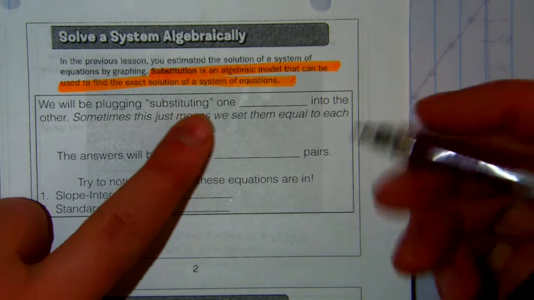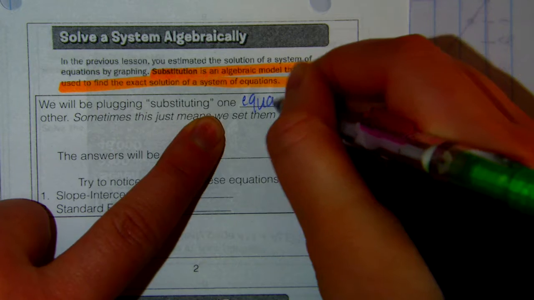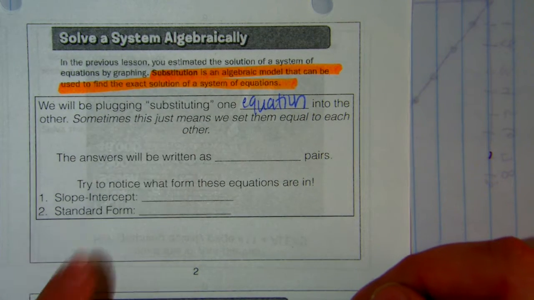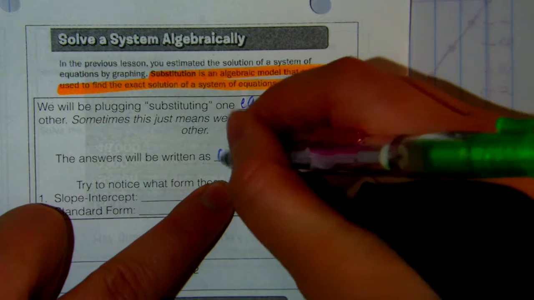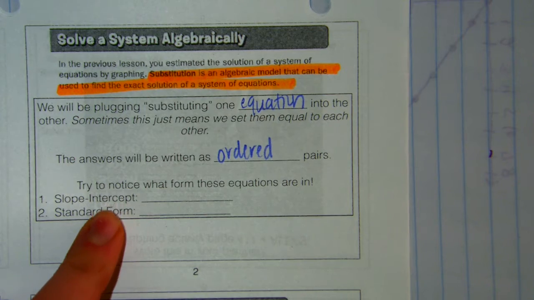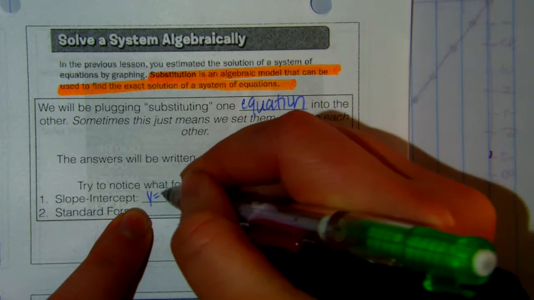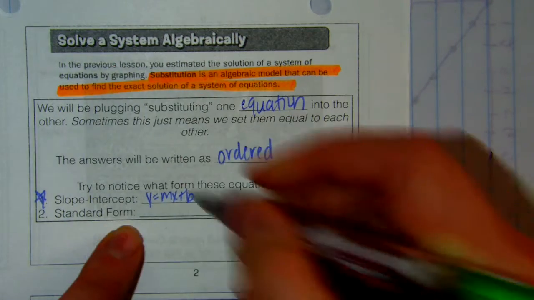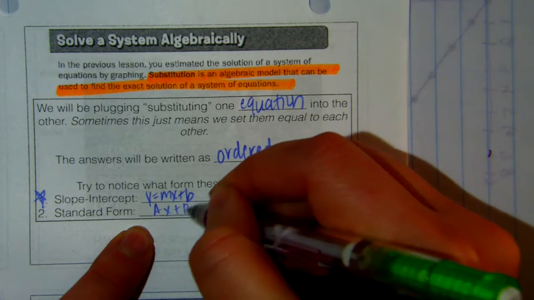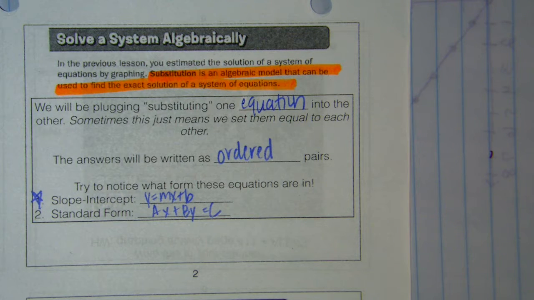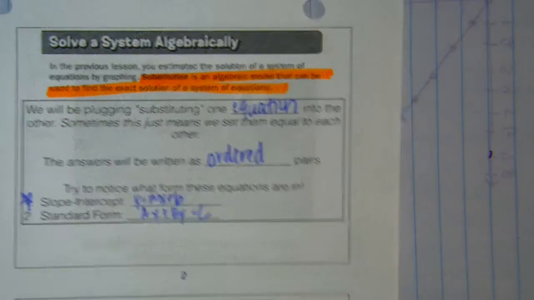We'll be plugging or substituting one equation into the other. Sometimes this just means we set them equal to each other. The answers are going to be written as ordered pairs. We've been doing that. Try to notice what form these equations are in. If they're in slope-intercept form, y equals mx plus b, that's ideal. That one's really nice. Standard form is ax plus by equals c. This one's a little bit trickier because you have to solve for either the x or the y before you can plug it in.